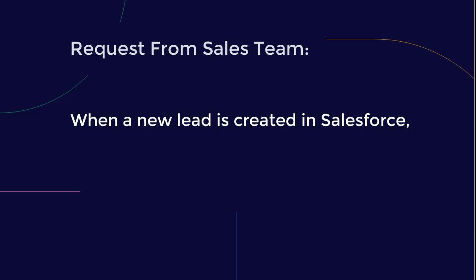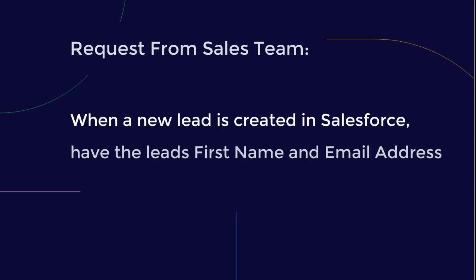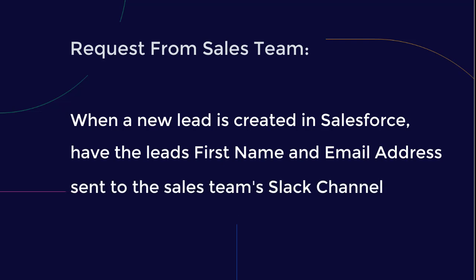Okay, so here's the request. The sales team is asking that when a new lead is created in Salesforce, the first name and email of that new lead be automatically sent to their team's Slack channel. Here's where we can take this request and, using some simple logic, begin to break it up into a workflow.